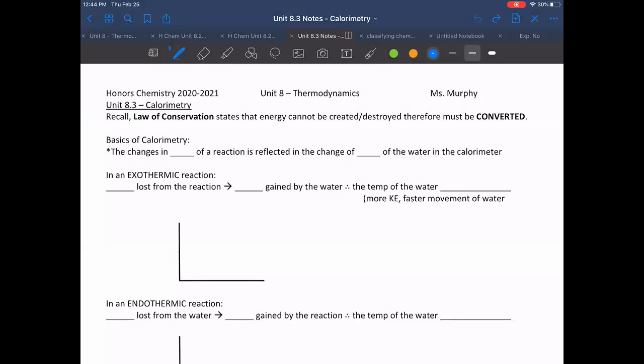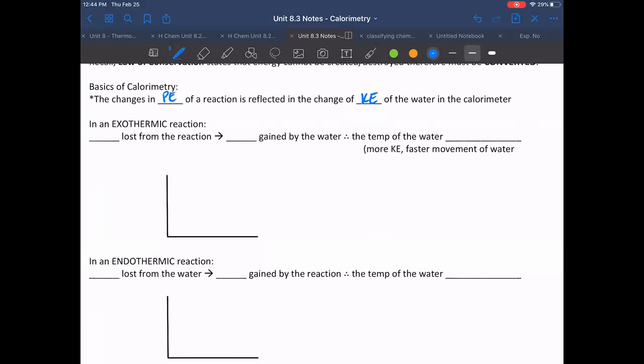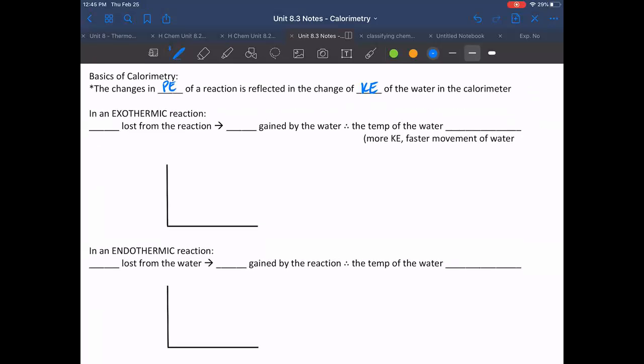This is stuff that's going to be a little bit of review, but the basics of calorimetry are that the changes in potential energy of a reaction are reflected in the change of the kinetic energy of the water. This is why we have a temperature change of the water in a calorimeter. So we're going to break this down to exothermic and endothermic reactions and talk a little bit more about what that means about stability. In an exothermic reaction, we have potential energy that is lost from the reaction, which is then converted into kinetic energy that is gained by the water.